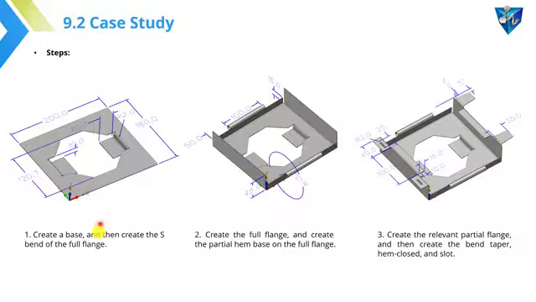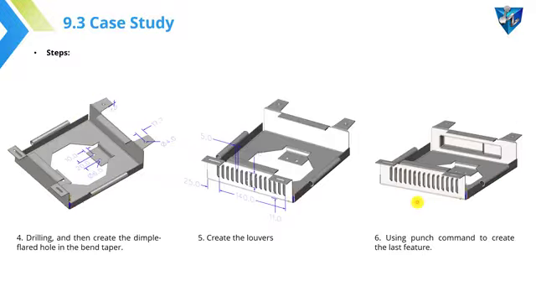So first is to create the base and the full flange. And next, we create the partial flange based on the full flange. And then we can create the taper and also some holes. And next, we can create the dimple and also the louvers. And finally, we can get the part. Okay, now let's move over to the software to create the sample part.